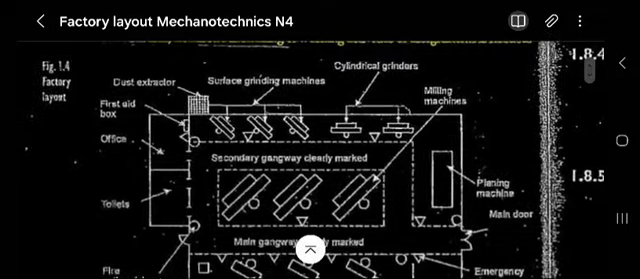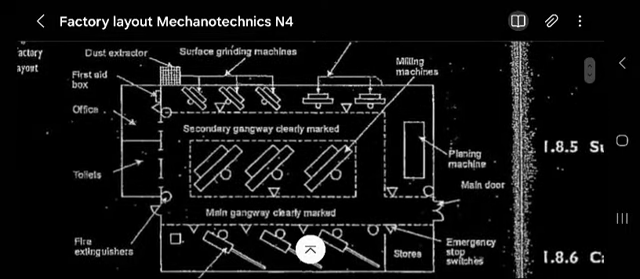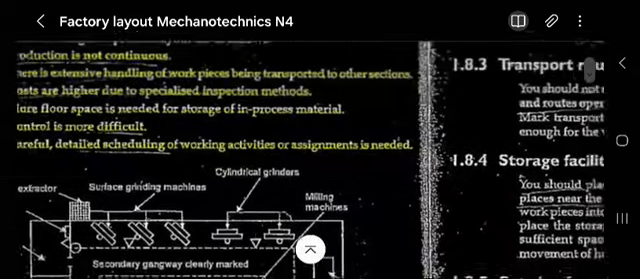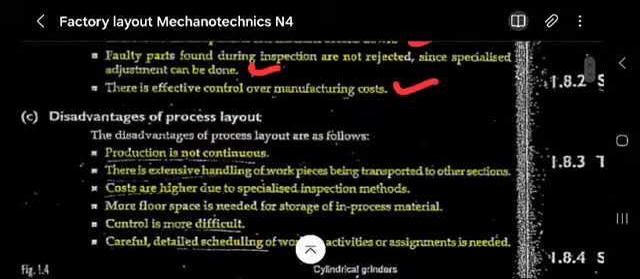This was the factory layout. Then we are done with the factory layout. So this is what we have, guys.